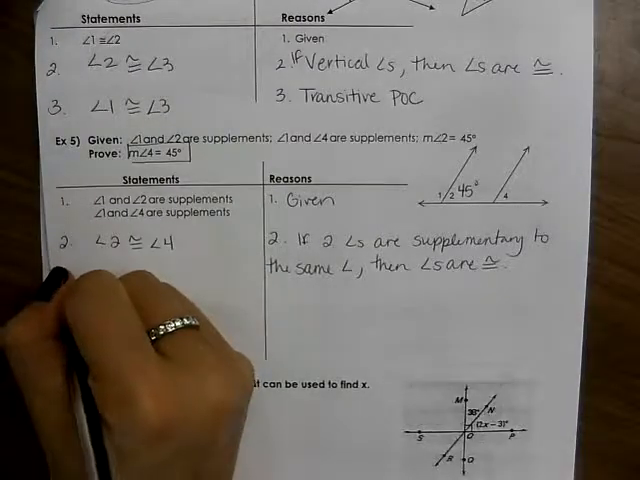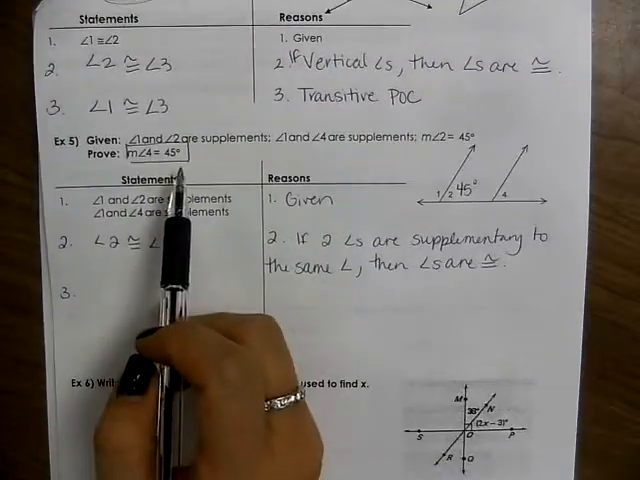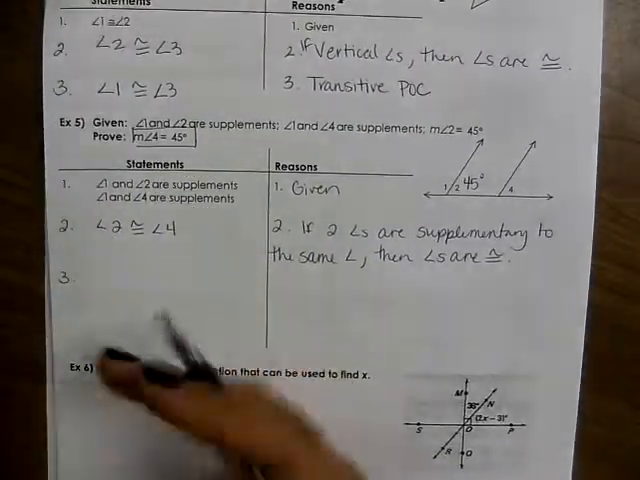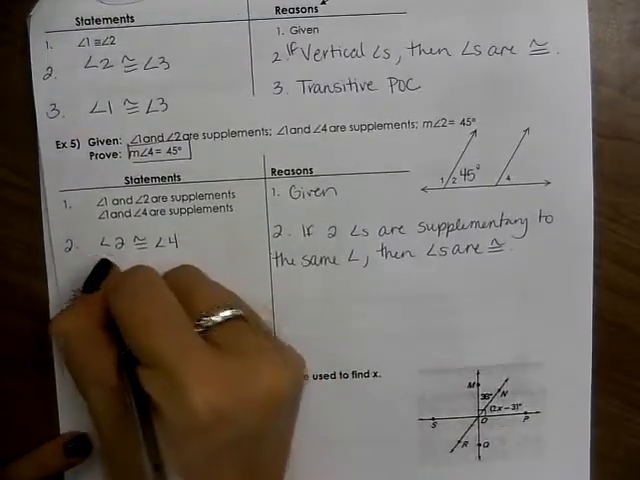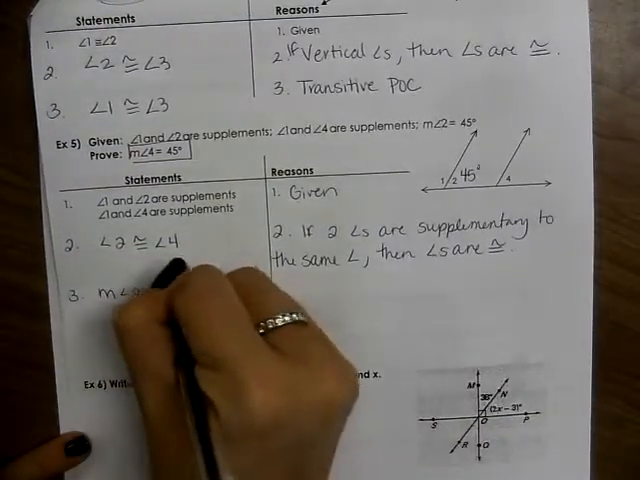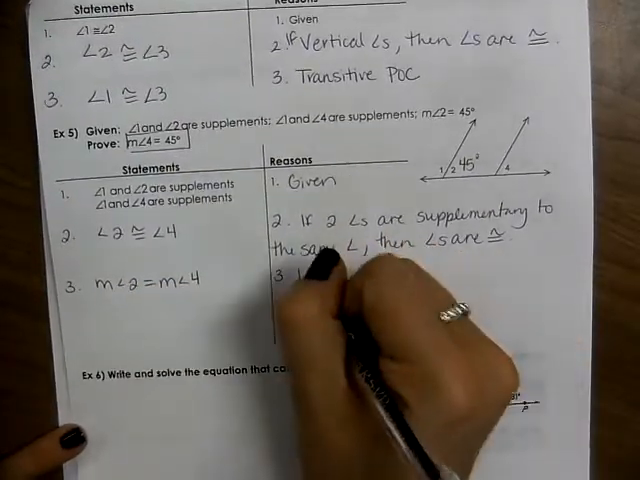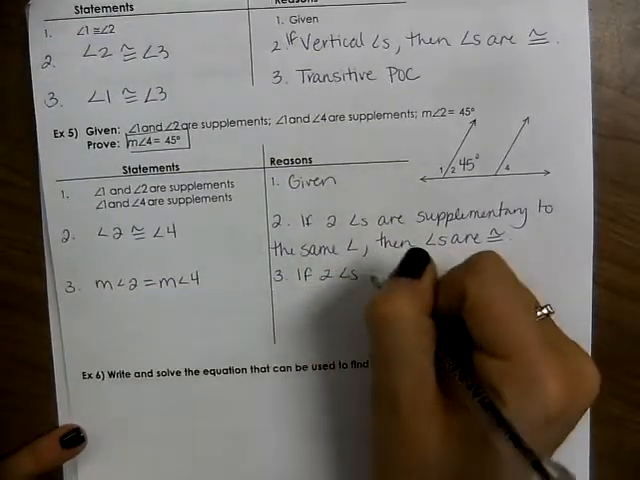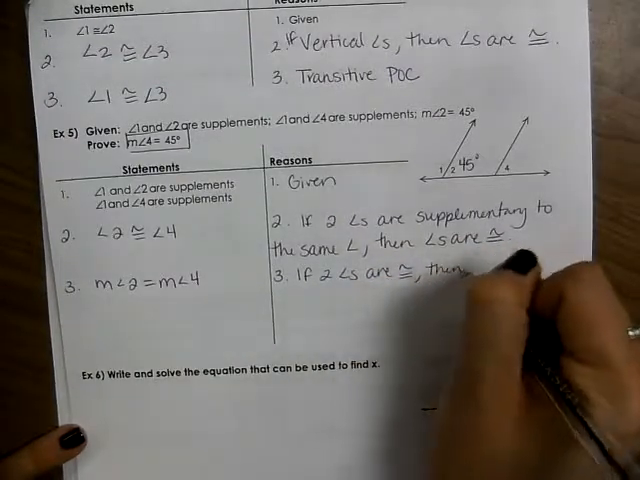So now, think about what we have to do. We're not trying to prove congruence, we're trying to prove equality. So what I'm going to do next is I'm going to move into some equals, okay? Because I want to say now that the measure of angle 2 equals the measure of angle 4. And you should know the reason for this now, right? If 2 angles are congruent, then the angles are equal in measure.